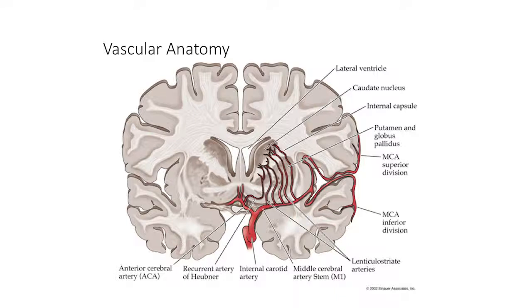What's the significance of the circle of Willis? Collaterals, number one. Especially if you have an ACA, an anterior cerebral artery lesion, the patient might not present with a lot of symptoms because of the collaterals from the MCAs and the anterior communicating.